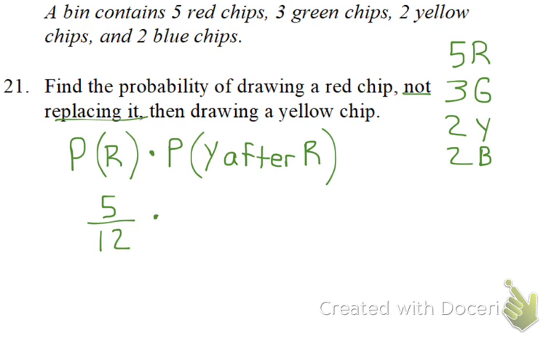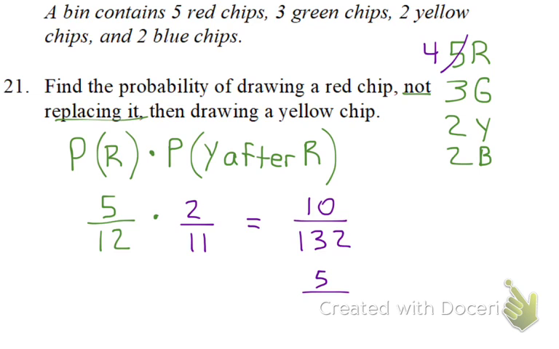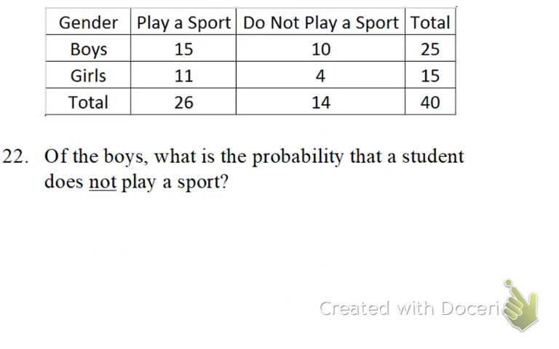And then we'll find the probability of yellow after red has already been chosen. So red is already, 1 has been pulled out of that. So now we have 2 yellows out of a total of 11 chips. Multiply those together, you get 10 out of 132. Divide by 2, and they simplify to 5 over 66. And notice it was dependent events.